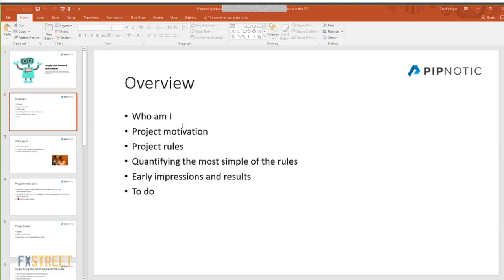Then we're going to have a quick look at early impressions and some results, and then have a look at the to-dos, something that we could perhaps consider to implement that may in some way enhance the performance of this robot.